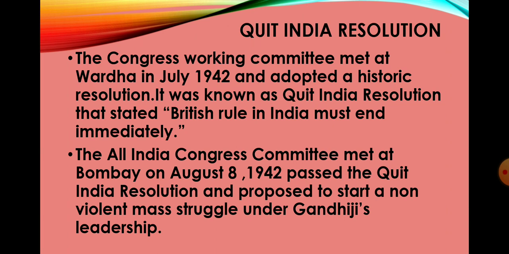Once the strikes and demonstrations started by the people in the absence of Congress leaders, the government struck hard. The demonstrations were lathi charged and fired upon. Many people were arrested, many were imprisoned, and around 10,000 people lost their life during this movement. The freedom of the press was curtailed. The important leaders were arrested and imprisoned.